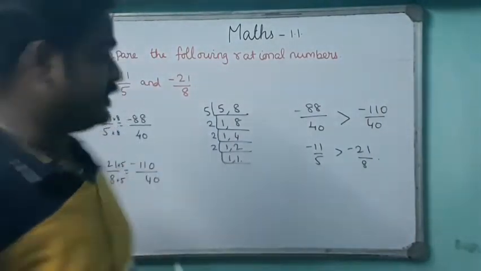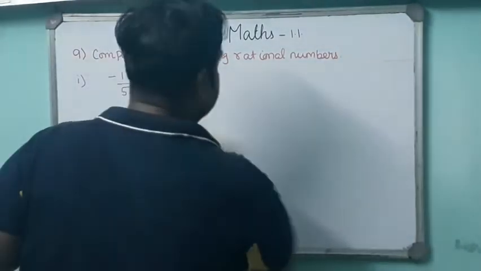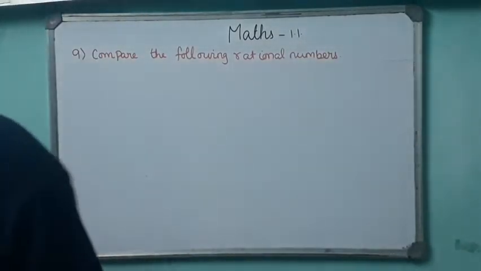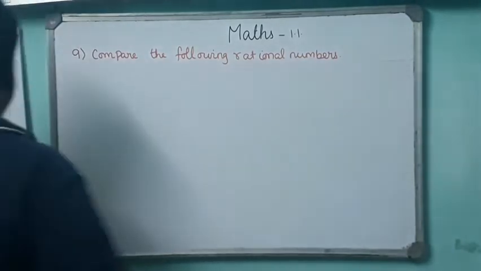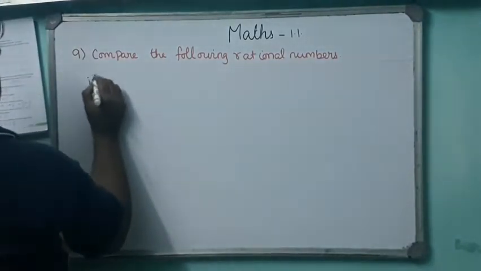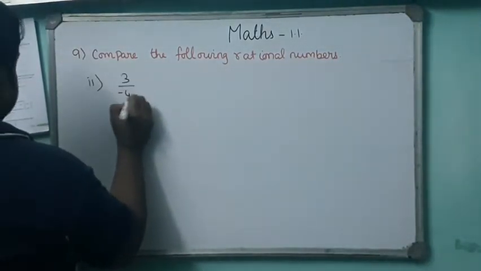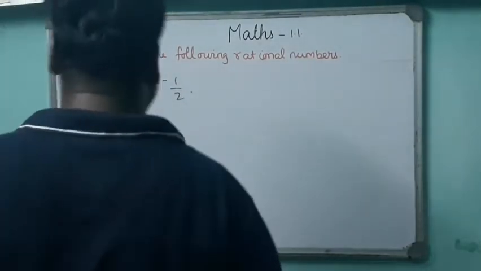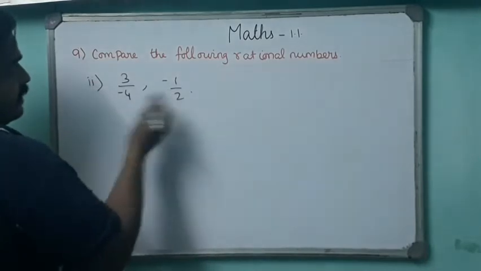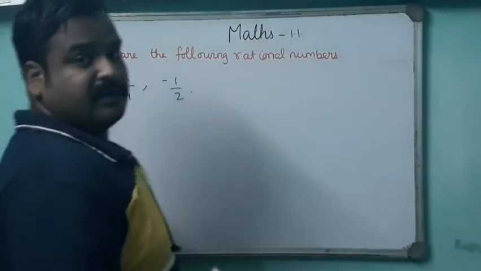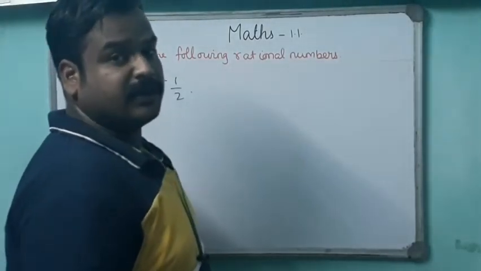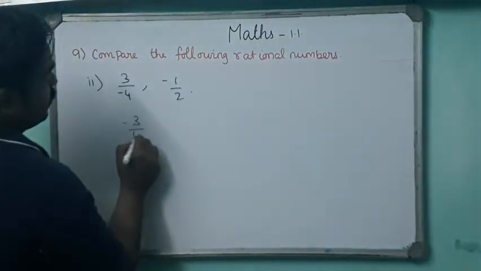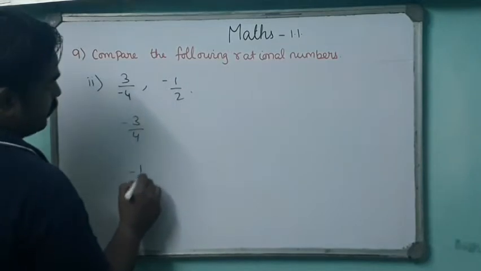Now let us see one more sum in this model. Second sum. 3 by minus 4, comma, minus 1 by 2. 3 by minus 4 and minus 1 by 2. Now once again, if you get the negative sign either in the denominator or in the numerator, it's going to be the same. So 3 by minus 4 can be written as minus 3 by 4, and minus 1 by 2 you can write as it is.